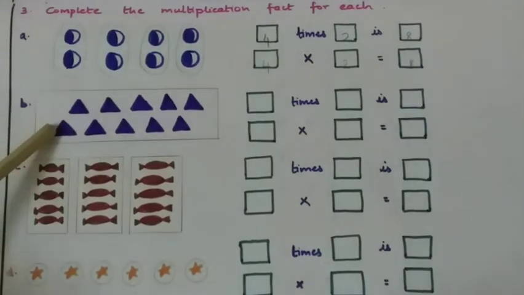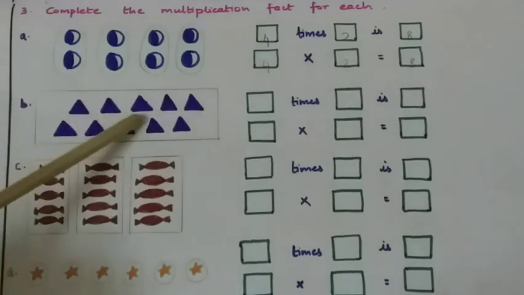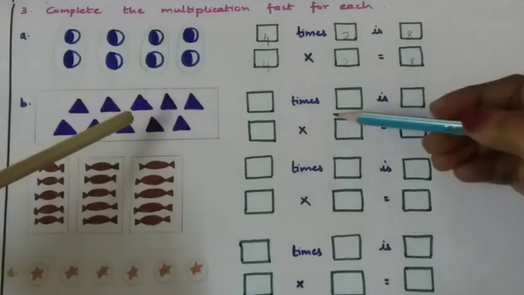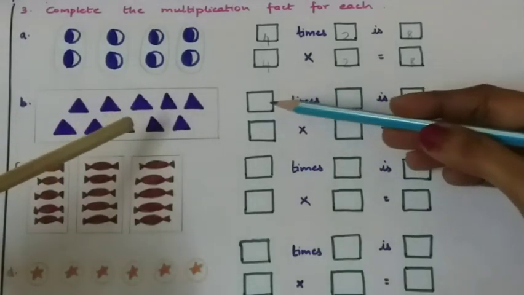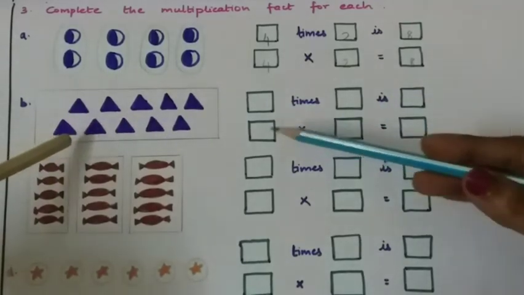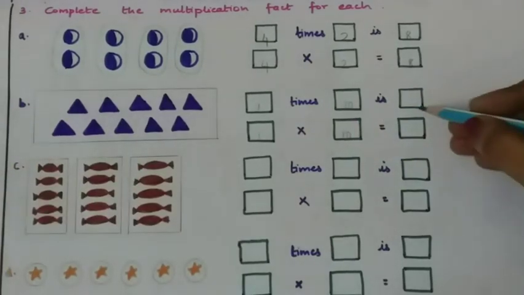There is a group with 10 triangles. If you count 1, 2, 3, 4, 5, 6, 7, 8, 9 and 10. So 1 time 10. So you need to write 1 here and 10 here, which is the same as this. So 1 into 10. And the result is going to be the same, 10.